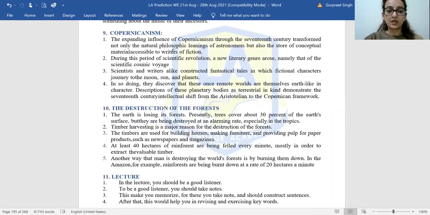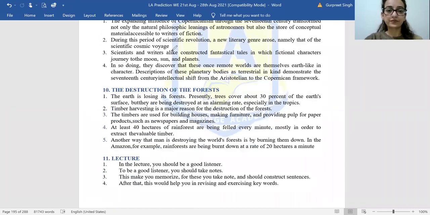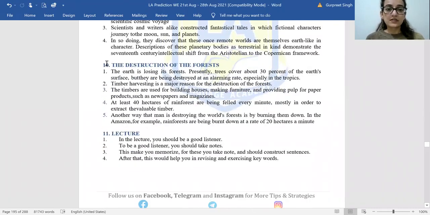Okay, let's look at number 10. So this is the destruction of the forests. The earth is losing its forest. A simple sentence. Presently, trees cover about 30% of the earth's surface, but they are being destroyed at an alarming rate, especially in the tropics.